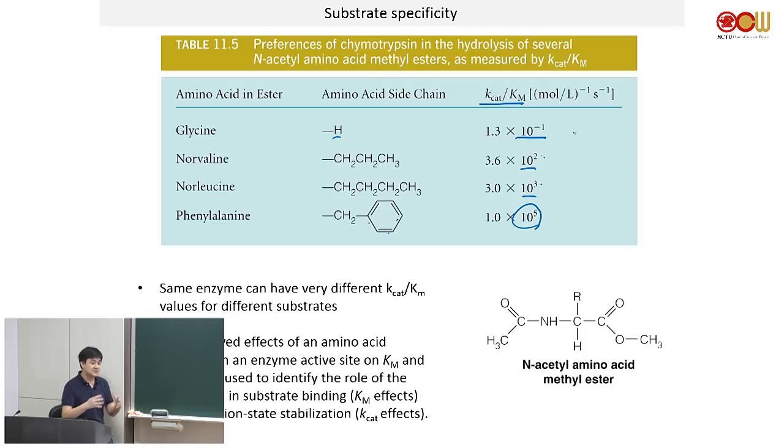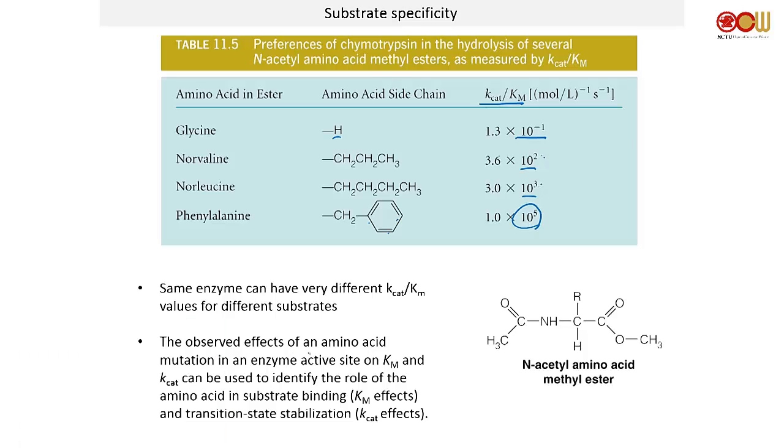Now, a non-specific enzyme will have, you know, similar Kcat over Km for different substrates, but a very specific enzyme will only have a large Kcat over Km for one substrate, and then the others are going to be small values. Okay? All right, now, so in this case, the observed effect of an amino acid mutation in an enzyme active site on Km and Kcat can be used to identify the role of the amino acid in substrate binding, the Km effect. Okay, so substrate binding, we essentially can call it the Km effect, and the transition state stabilization, we can call it the Kcat effect.